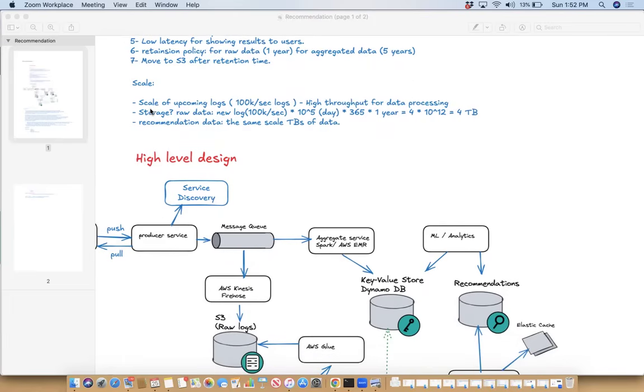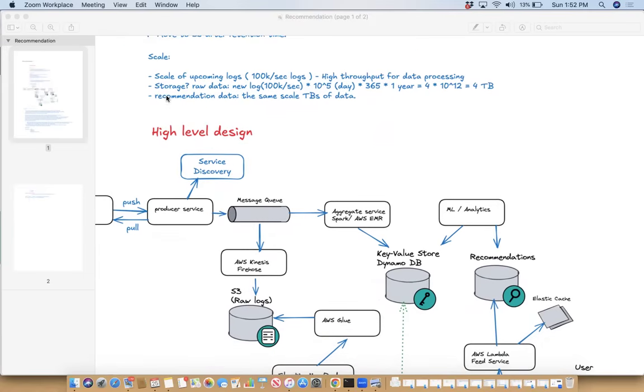Let's talk about the scale of upcoming logs. What we want to focus on here is, let's say we have 100K logs per second. Okay, we will have activity logs at the rate of 100K per second, which is a high throughput for data processing.